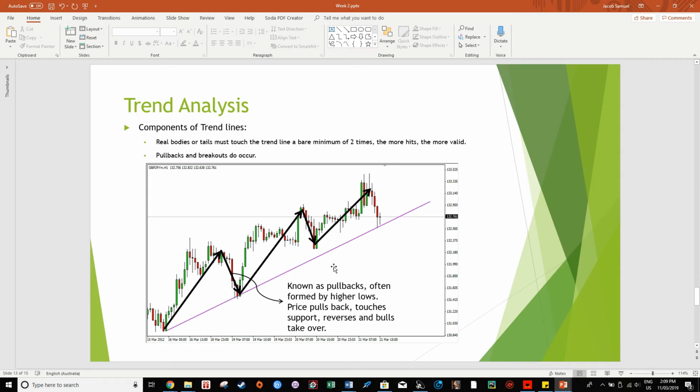So here, now, is this correct? Have a look at this chart. I drew in these arrows manually. I want you guys to tell me, is this correct, the way I've drawn the higher highs and the higher lows? No. Why isn't it correct? Exactly right, because the pullback didn't touch the trend line. See what I mean? So that's incorrect.